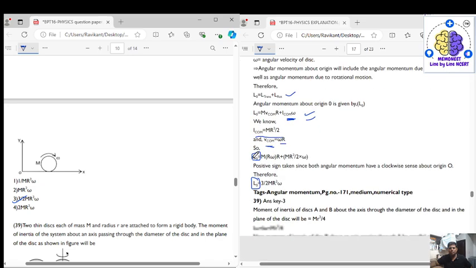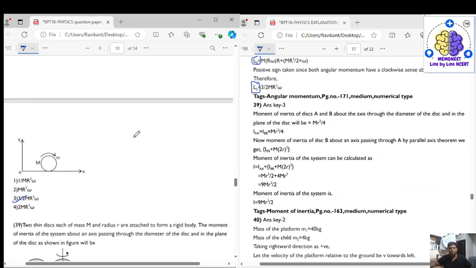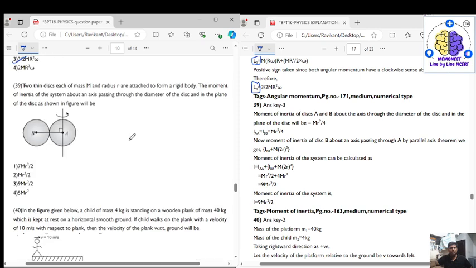Which is option 3. Now coming to question number 39. Question number 39 says that two thin discs, each of mass m and radius r, are attached to form a rigid body. The moment of inertia of the system about an axis passing through the diameter of the disc and in the plane of the disc is shown in the figure.